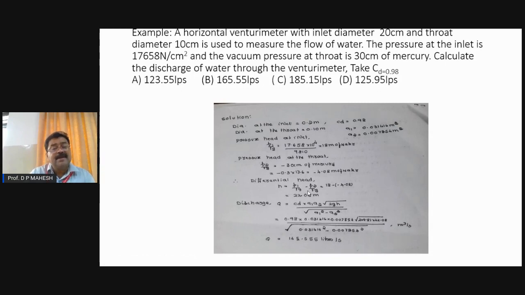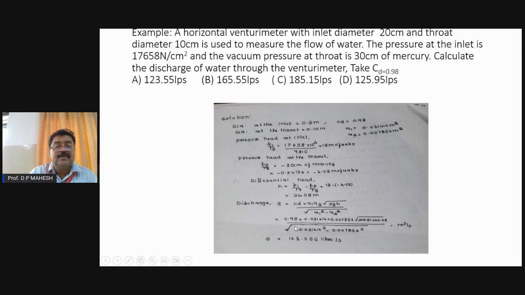That is the main idea of providing a differential manometer in flow measuring devices such as the venturi meter and orifice meter. When that is used here, Q equals CD into A1 into A2 into root of 2gh, divided by under root of A1 square minus A2 square. This formula gives the flow rate.